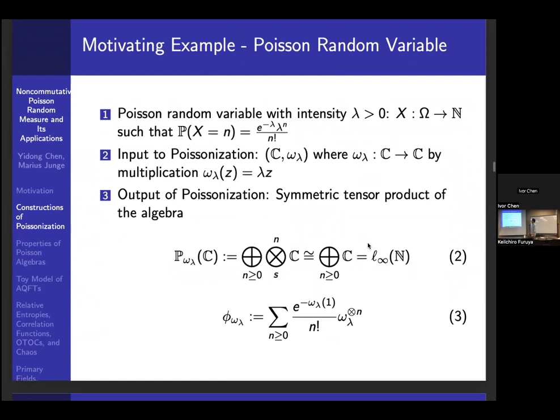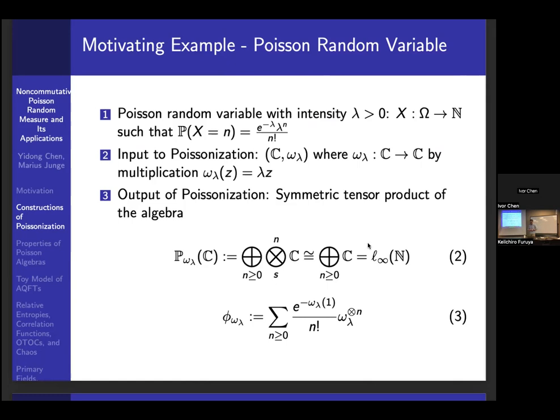Okay. I talked so much without giving you any calculations. Let's look at one calculation. Poisson random variable. It's the simplest we can get. What is a Poisson random variable with intensity lambda? Lambda is a positive real number. And it's a random variable. So here I wrote it's a measurable function, but don't worry about it. It's just a random variable with values in natural numbers, right? And the probability of this Poisson random variable equaling n is given by this formula. That's just basic probability.